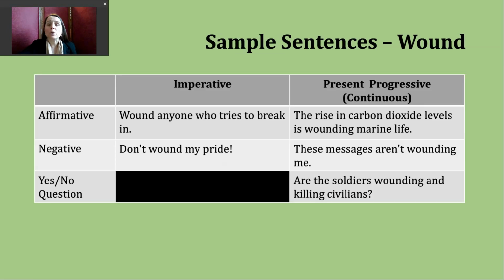And instead, we're going to focus on making sentences in a couple different verb tenses with our verb wound. The first way we're going to practice today is to look at the imperative. Imperative, right? So this is a command where I'm telling someone to do something, or maybe I'm telling a group of people to do a particular action.